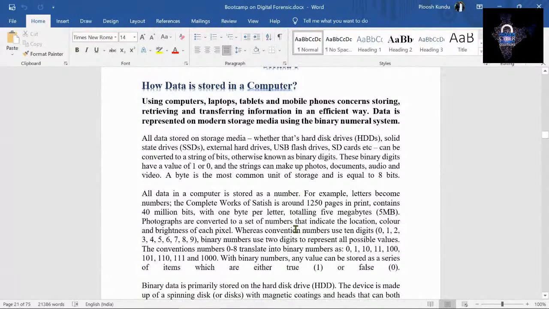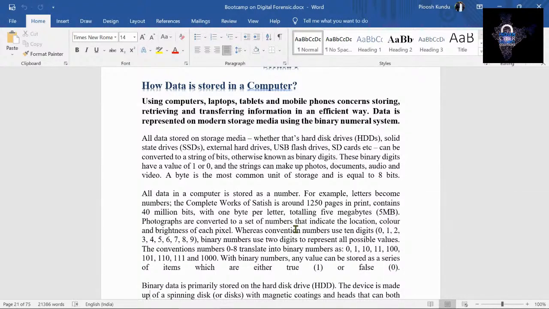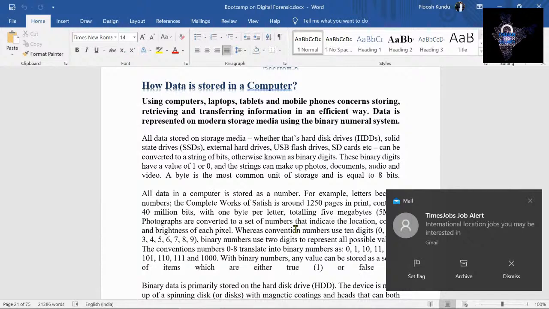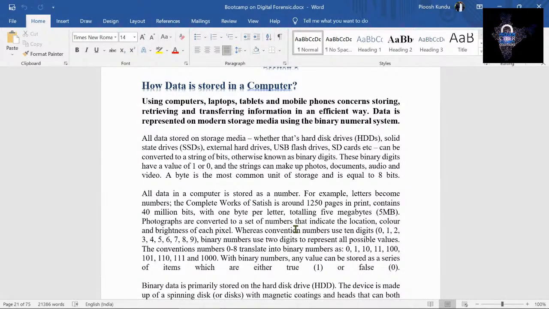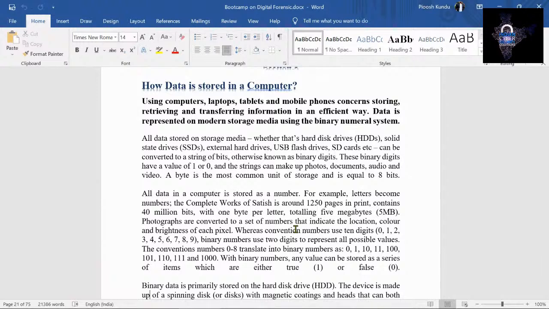Now, how is data stored in a computer? Using computers, laptops, tablets, and mobile phones concerns storing, retrieving, and transforming information in an understandable way. Data is represented on modern storage media using the binary numeral system. All the data is stored on storage media, whether a hard disk drive, solid state drive, external hard drive, USB flash drive, SD card, etc., and can be converted into strings of bits, otherwise known as binary digits. A binary digit can be 1 or 0, and the strings may be photos, documents, audio, and video.